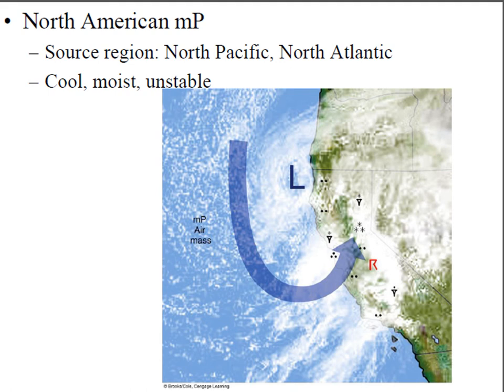The small white clouds over the open ocean are cumulus clouds forming in the conditionally unstable air mass. Okay, so North American maritime polar is cool, moist, and unstable.